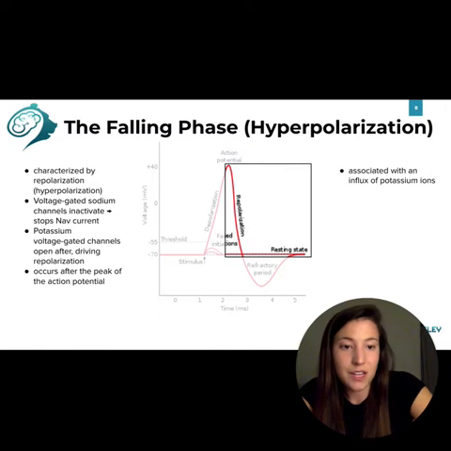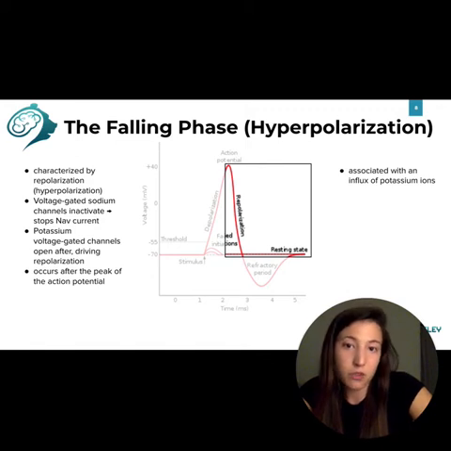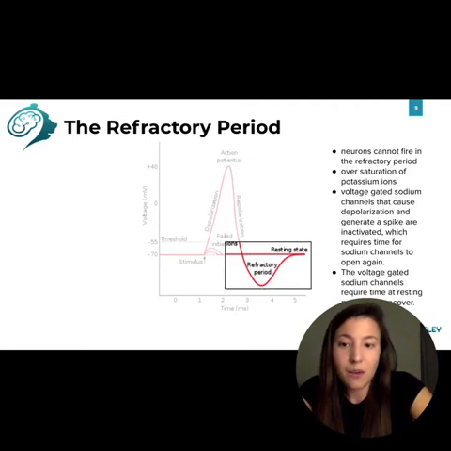So the next phase is the falling phase. This is basically when a different ion, which is a potassium ion, rushes out of the axon and causes the membrane potential to move back away from zero. It causes it to become more negative. And this is called repolarization. It's the opposite of depolarization. You depolarize and then you repolarize. And then what happens next is called hyperpolarization. And this is when the membrane potential dips below resting potential. And so the neuron goes into what's called a refractory period, which is when it cannot fire another action potential.